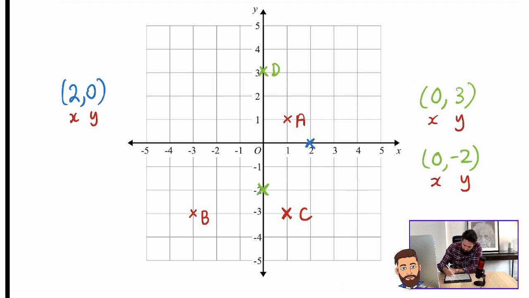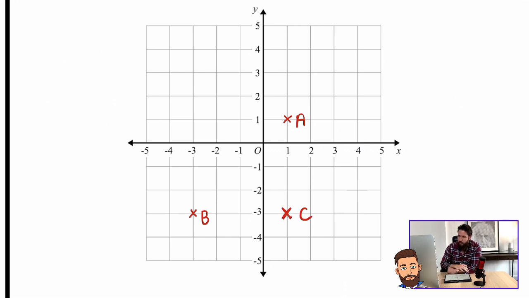Thank you for that. So I'm just going to rub out those extra coordinates that I put in, just so we don't get confused with the next part of the examples. Thank you for that question.